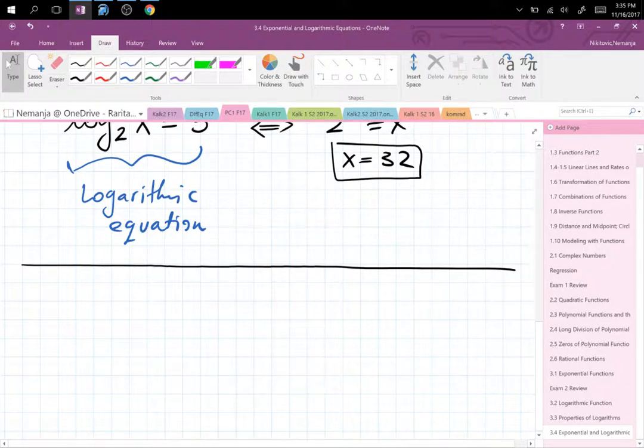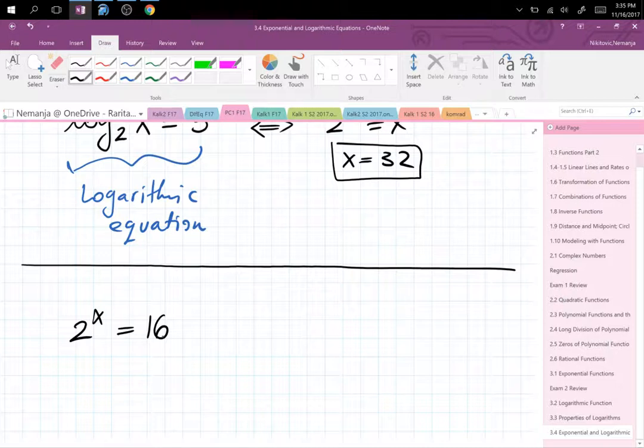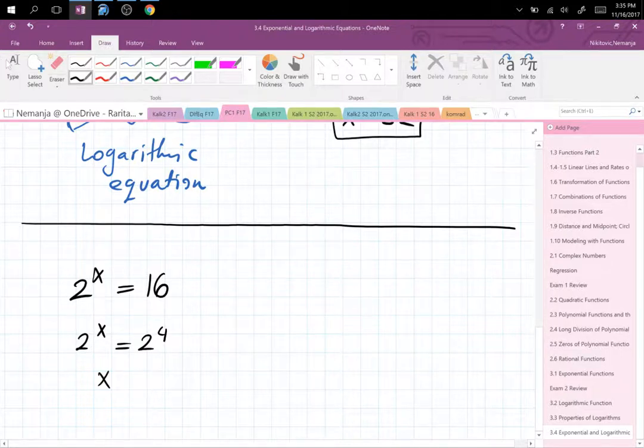We are going to repeat those basic exponential equations from before. Say you have 2 raised to the x is equal to 16. Yeah, you can do log on this one, sure, but there is actually a much faster way to do this. 16 is a number that has base 2, so I can rewrite this problem: 2 to the x is equal to 2 to the 4th, from where x is equal to 4. This method is called solve by comparison.